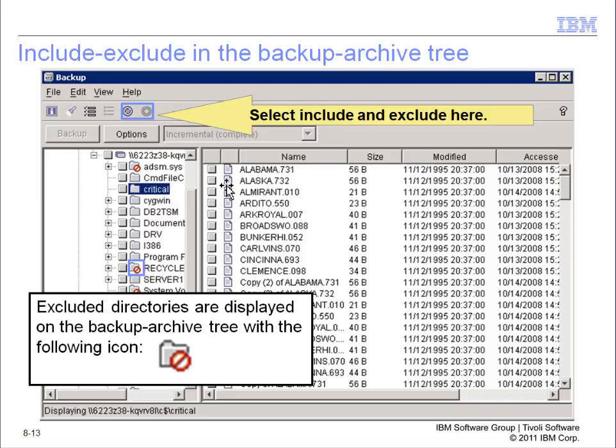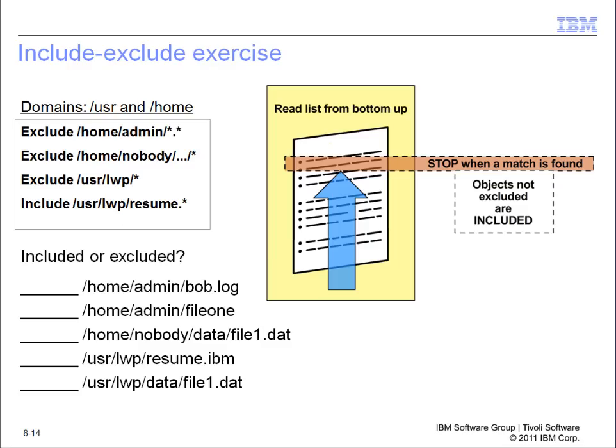Now, if in our critical directory we wanted to exclude, say, the Alaska file, we would highlight the file and click the negate symbol. Then this file would be excluded from backups. Later, if you wanted to include it again, you would click the open circle to allow it to be backed up. And this is our final wrap-up review.